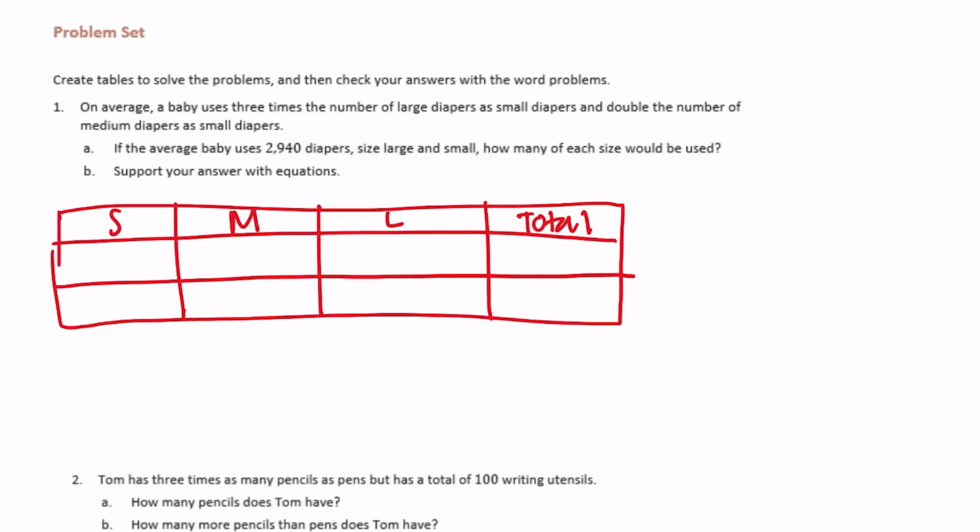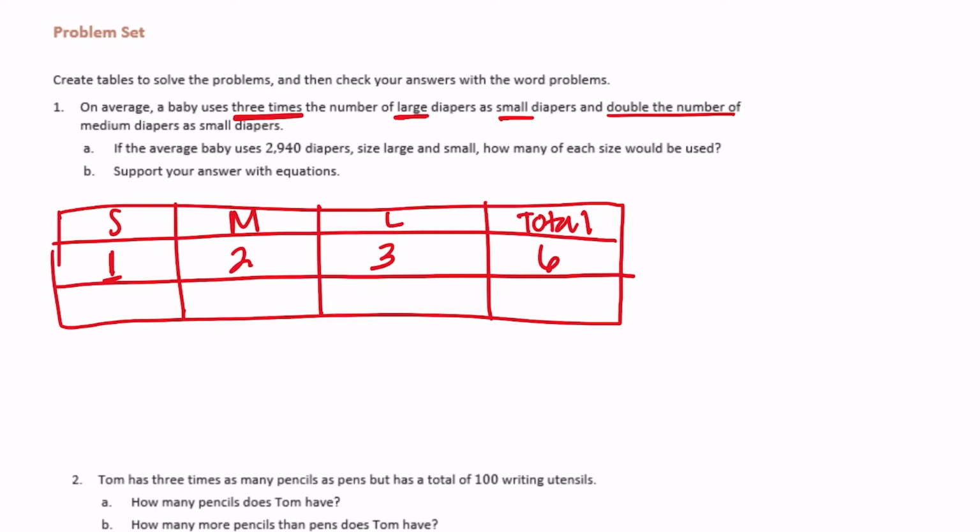So we know that on average, a baby uses 3 times the number of large diapers as small diapers. For every 1 small diaper, there's 3 large diapers. And then double the number of medium diapers as small diapers. So double of 1 would be 2. So our total here is 6. 1 plus 2 plus 3 is 6.